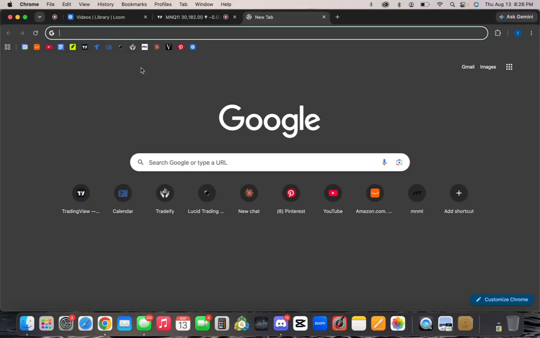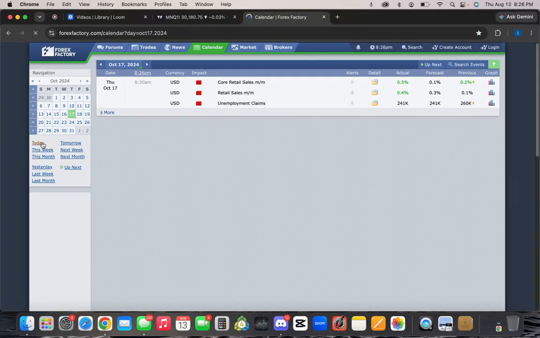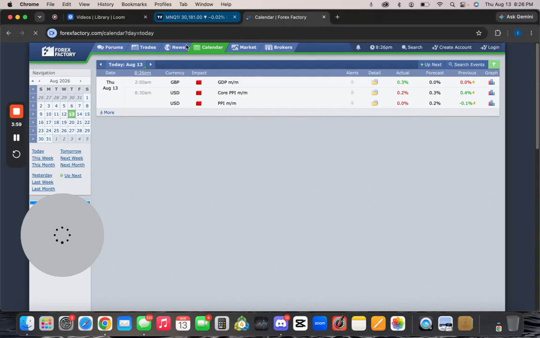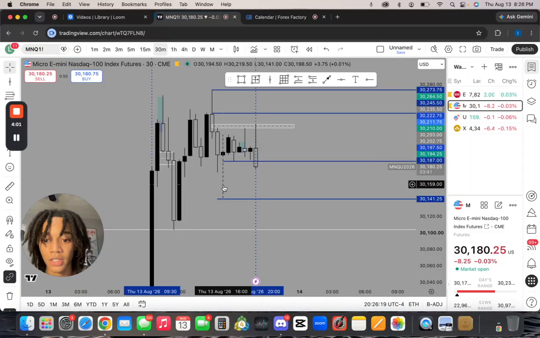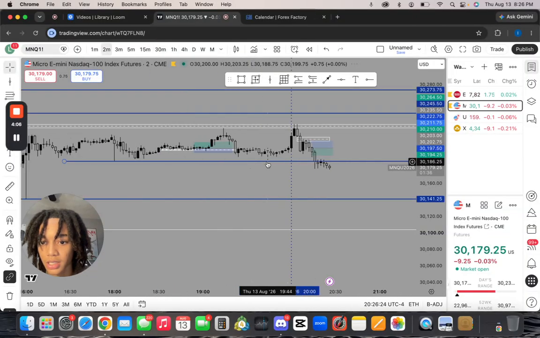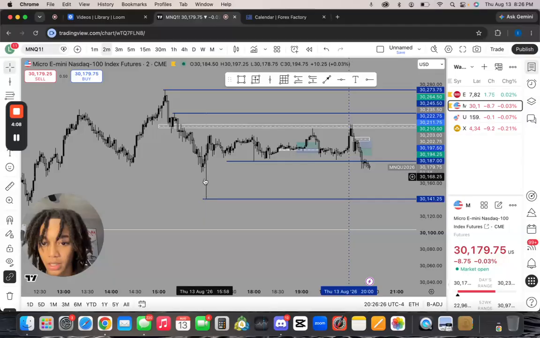I would probably have to check Forex Factory. No, 2 a.m. GP. Okay. So I don't know if this was a tweet at 4 or something, but this is a pretty interesting wick here.